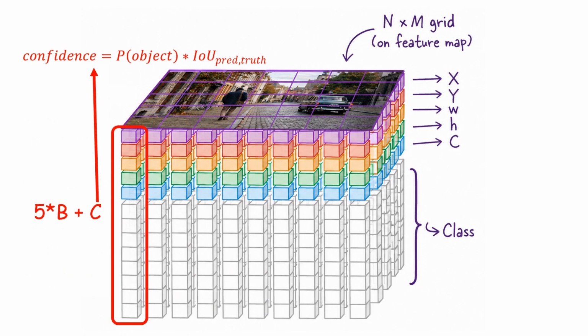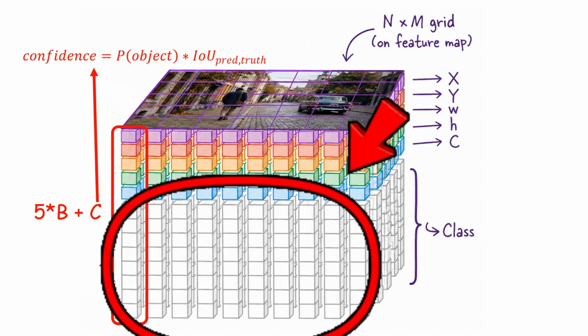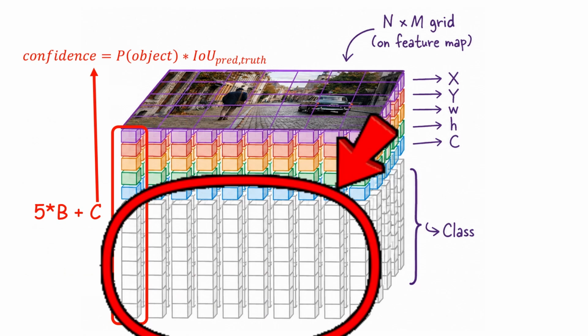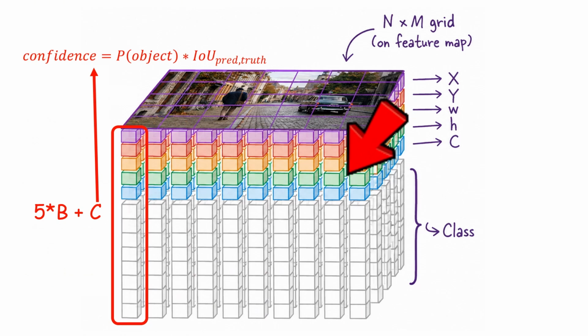Finally, the network predicts the class probabilities. Suppose our dataset contains 20 object categories, such as person, car, bicycle, dog, and so on. In that case, C equals 20. This means that for each responsible grid cell, the network outputs 20 numbers, where each number represents the probability that the detected object belongs to one of those classes.